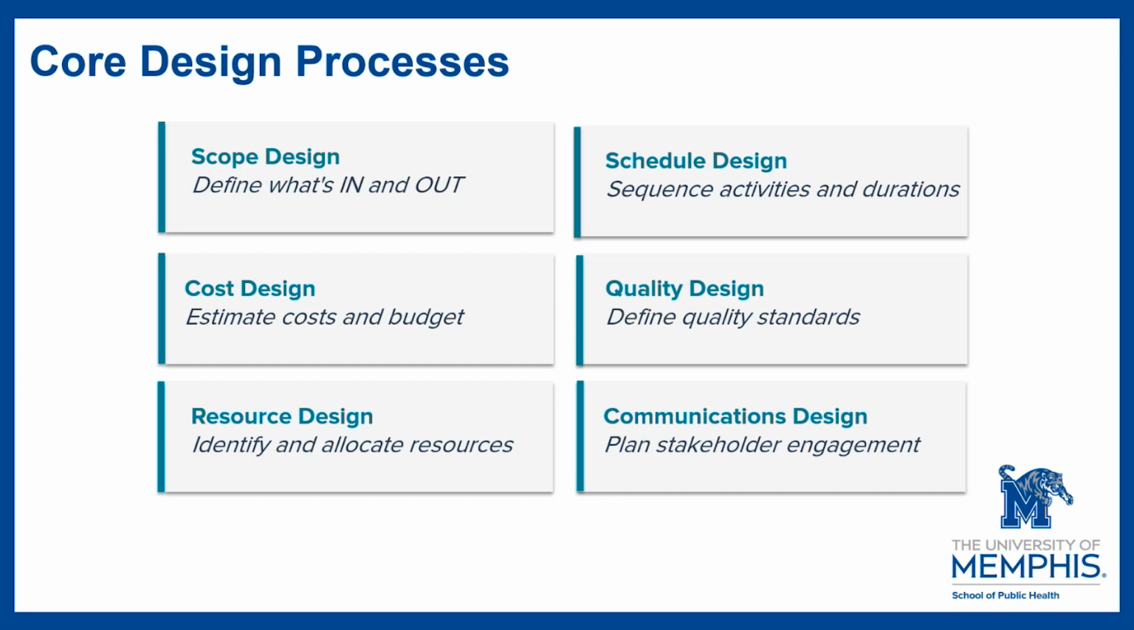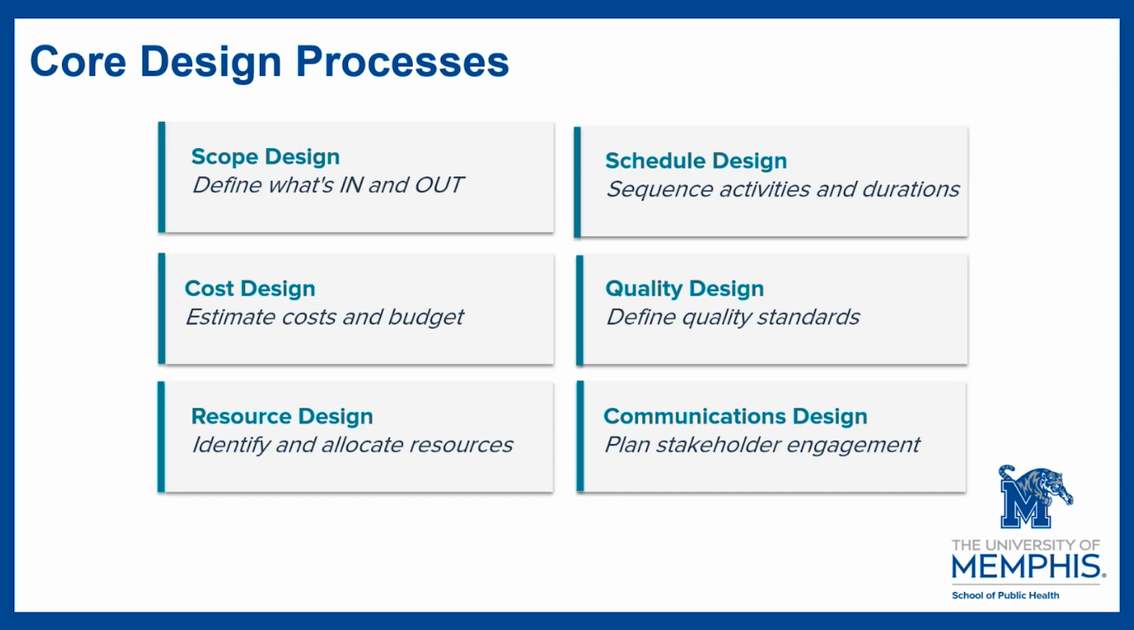The next stage is cost design. How much will it cost to do this project? Cost design involves estimating all project expenses such as labor, material, equipment, vendors, and anything that you need to support or to execute your project. Build a realistic budget that aligns with the scope and schedule.